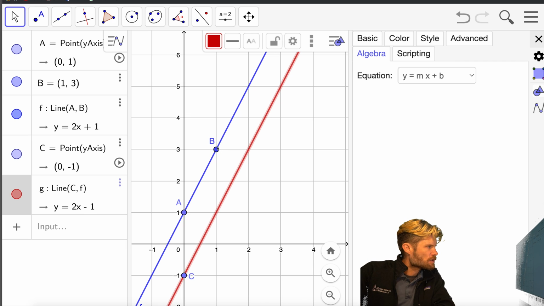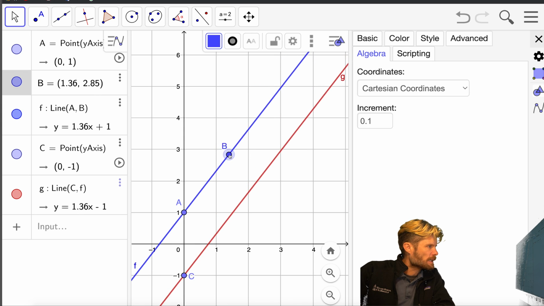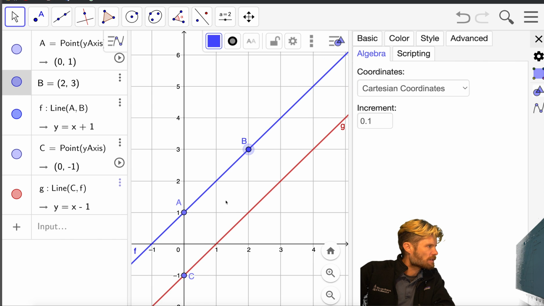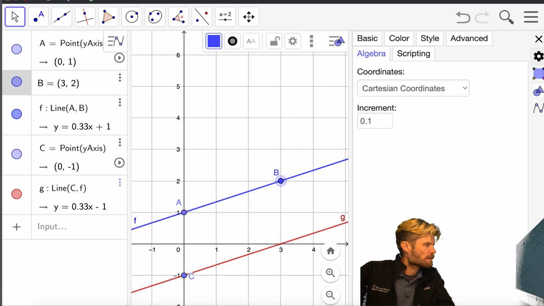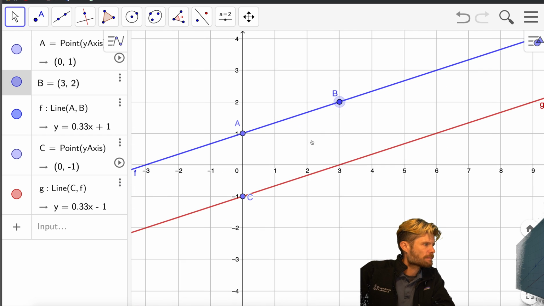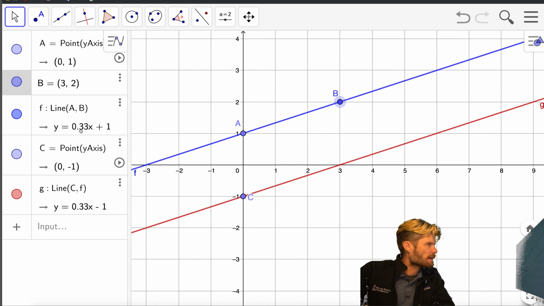Now, I'm going to change this point B, and it will change the red line also because of the construction I made. So how about we go there? Now we have a slope of 0.33. Well, that's 1/3, right? Up 1 over 3, that's 1/3. And this red line right here also has the same slope of 1/3.